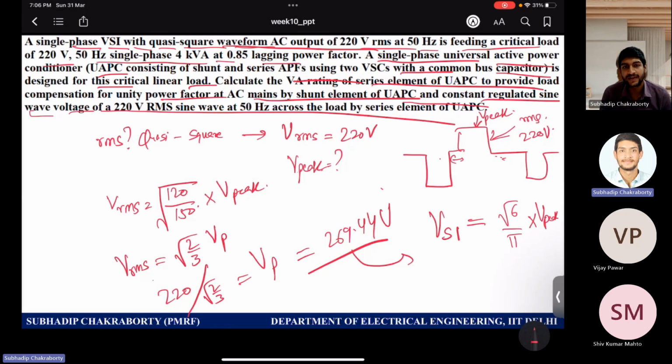Why do we always want to find the fundamental? Because we need the VA rating. VA rating will come from two things, active and reactive. Active power transfer only happens from the fundamental. That's why we calculate the fundamental. What is it? Root 6 by pi multiplied by the peak voltage, 269.44. That is 210. Yes, 210 is the fundamental supply side AC voltage, RMS value. Don't confuse, it is RMS value, not peak.